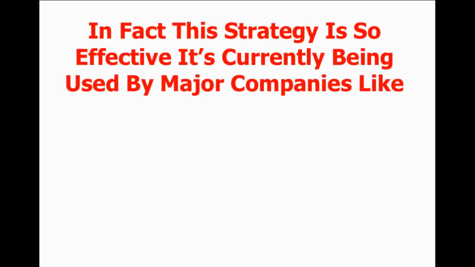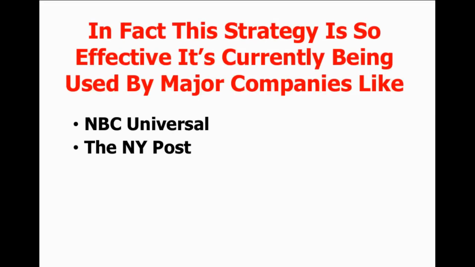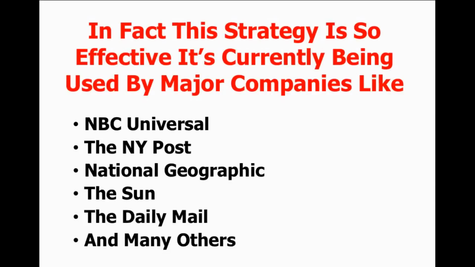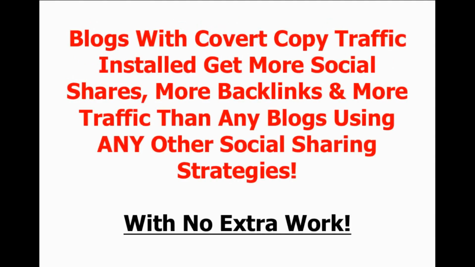In fact, this strategy is so effective, it's currently being used by major companies like NBC Universal, the New York Post, National Geographic, The Sun, the Daily Mail, and many, many others. In fact, we've discovered for ourselves from testing that blogs with Covert Copy Traffic installed get more social shares, more backlinks, and more traffic than any blogs using any other social sharing strategy, buttons, floaters, or whatever we could think of. And it does it with no extra work. You install it, and you maybe configure it, customize it once, and then it runs forever. There is absolutely no extra work involved in this.